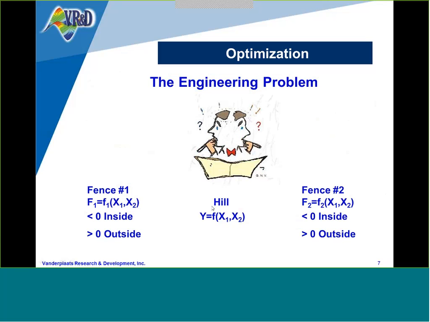To begin with, the hill is our objective function. We want to maximize the elevation on the hill. The fences we call constraints, and by convention, we'll say if that function defining the fence boundary is negative, we're inside. If it's positive, we're outside.